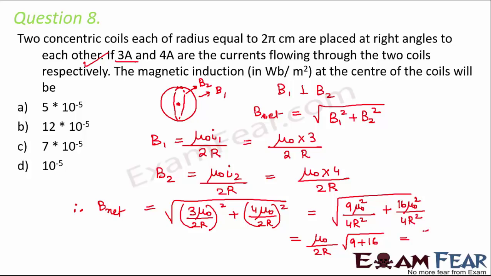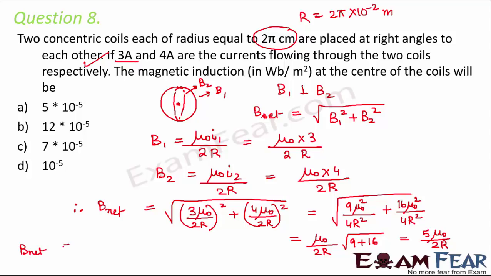So root over 25 will be 5. So this is 5 mu naught divided by 2r. Right? So what is the value of r? Radius is given as 2 pi centimeters. So radius is equal to 2 pi into 10 to the power minus 2 meters. So let's put that value.